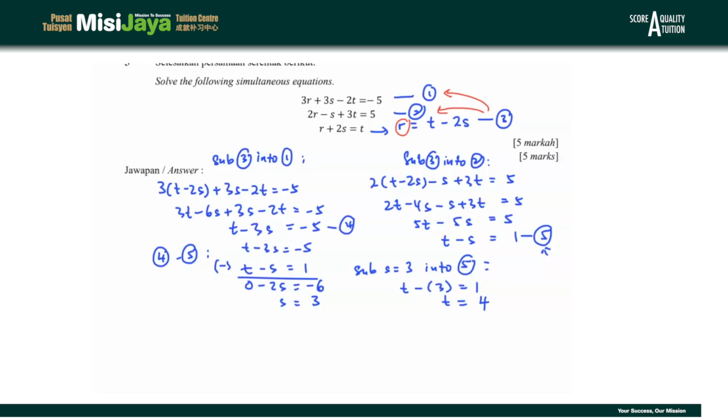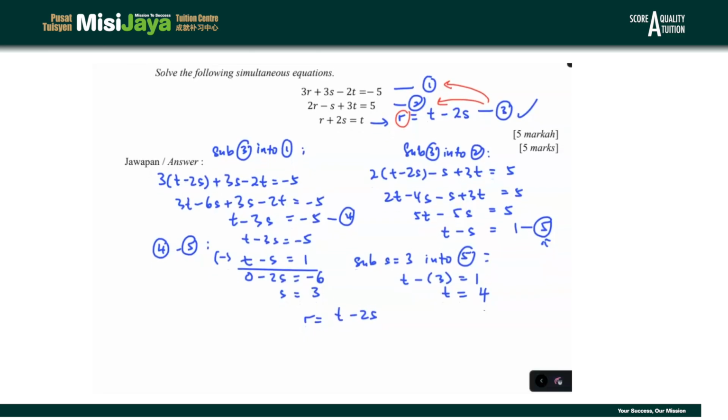So we still need to find the value of r. We can substitute into equation 3. To find r, r is t minus 2s. So we're going to substitute the t and the s inside here. t is 4 and s is 3. So 4 minus 6 is negative 2. So r is negative 2.